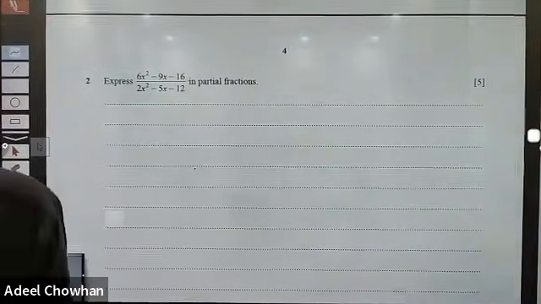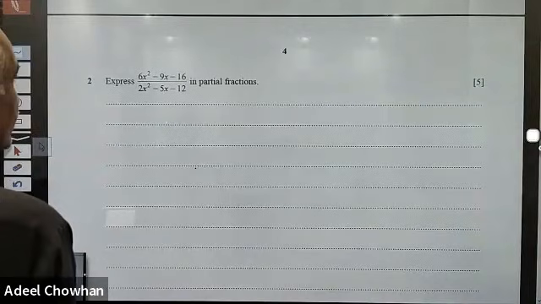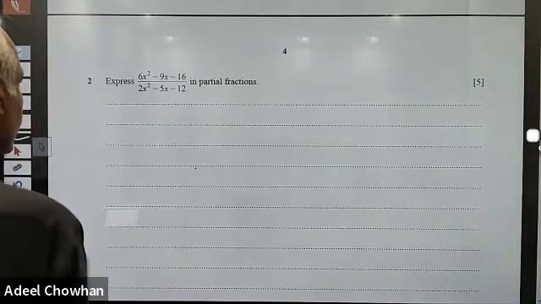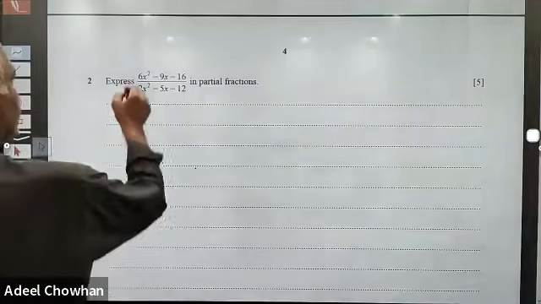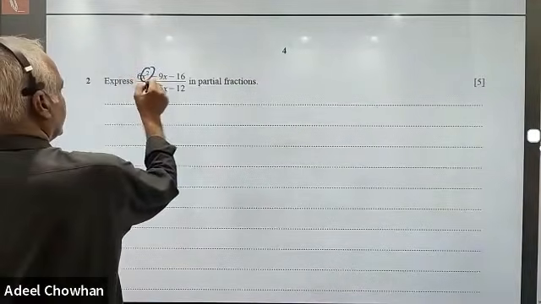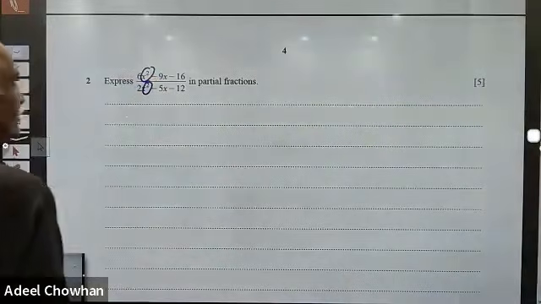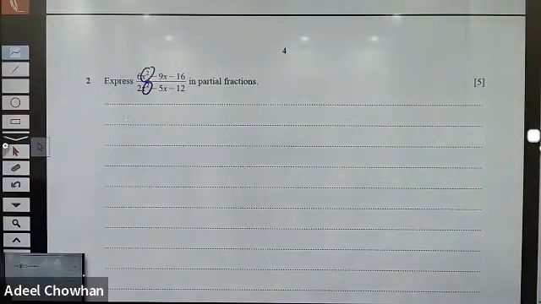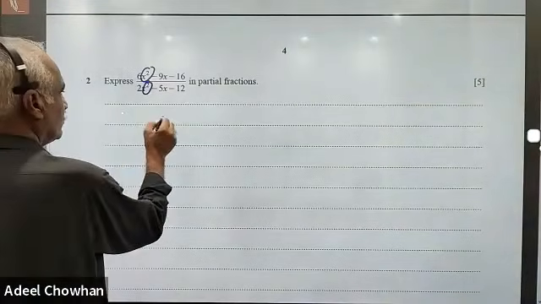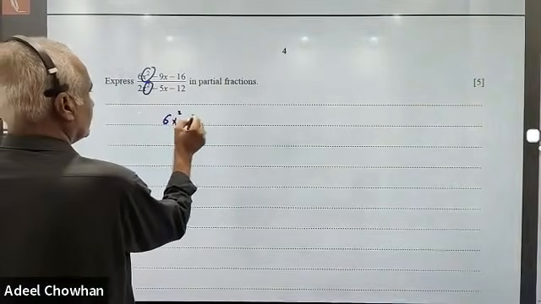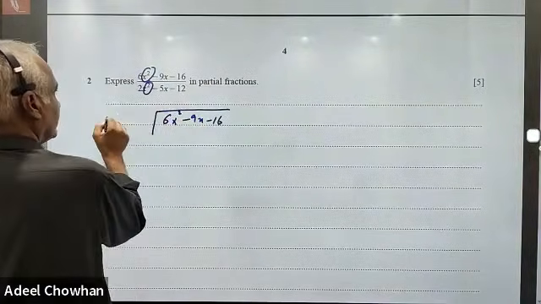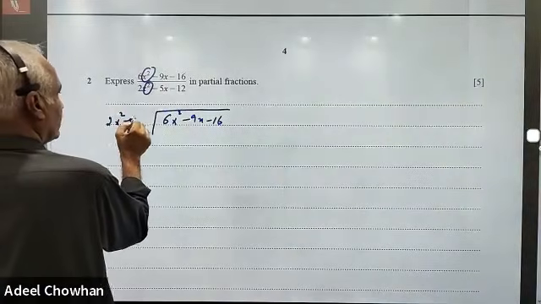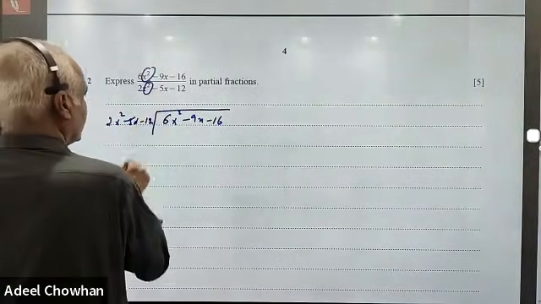Now express (6x squared minus 9x minus 16) over (2x squared minus 5x minus 12) in partial fractions. Since the highest power is 2 in both the numerator and the denominator, it is called an improper fraction. So first we will convert it into a proper fraction. For that, we divide 6x squared minus 9x minus 16 by 2x squared minus 5x minus 12.